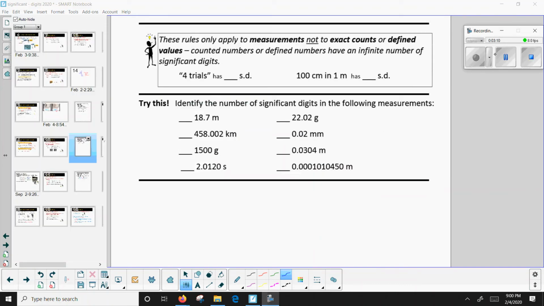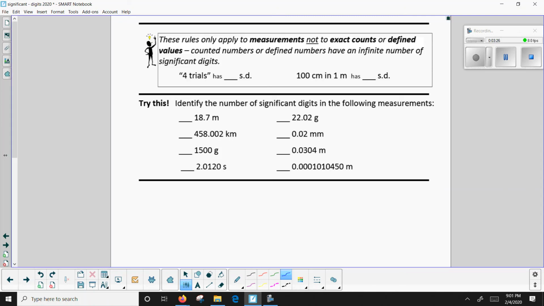And one more thing we have to talk about: quantities that are not measured. These are things like counted values or defined values. So for example, if you do 4 trials for a lab, you're counting. So 4 is a definite number, so it has an infinite number of significant digits. Similarly, if we've got a defined quantity, for example, we have exactly 100 centimeters in a meter, we also have an infinite number of significant digits in these numbers. So we don't limit calculations with the significant digits in these. So again, the rules only apply to true measurements.